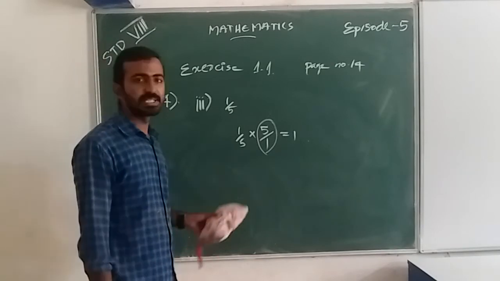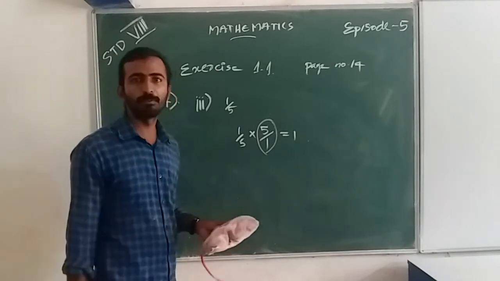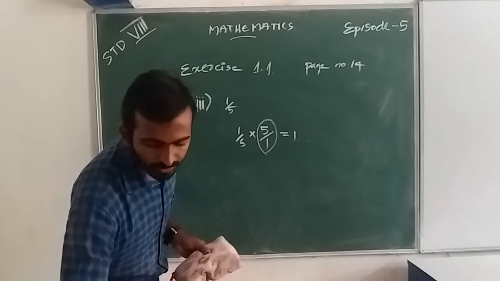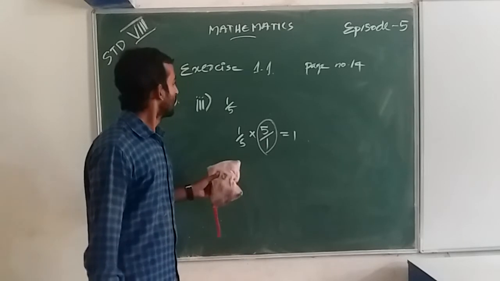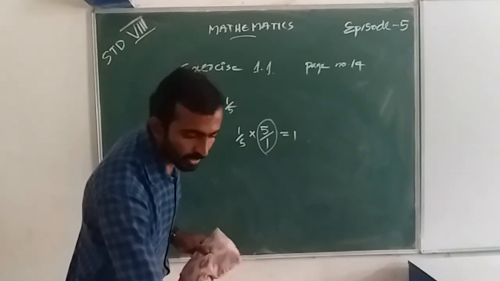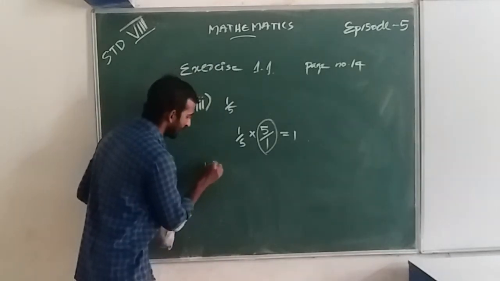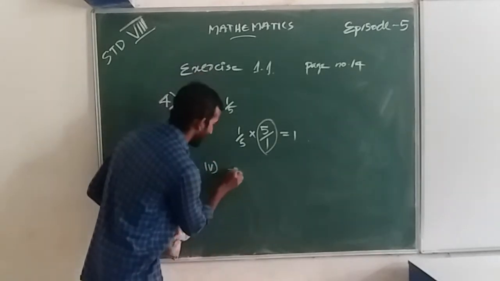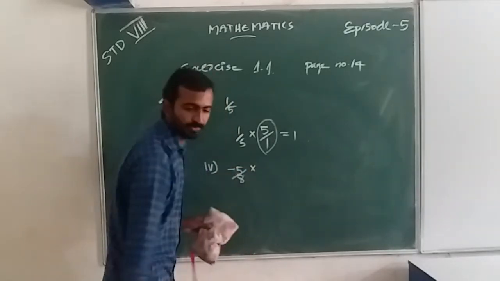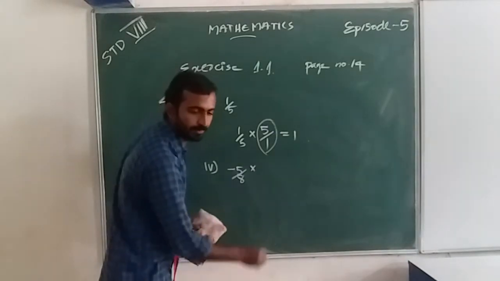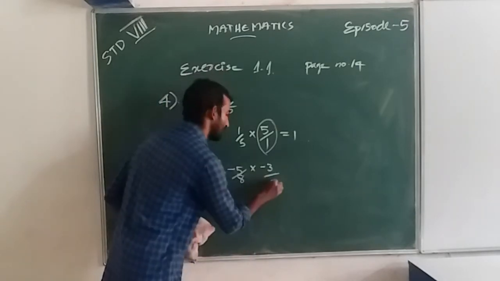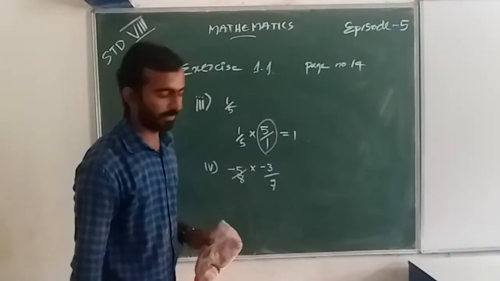5 by 1 is the multiplicative inverse of 1 by 5. And next one, the 4th one, is minus 5 by 8 into minus 3 by 7.